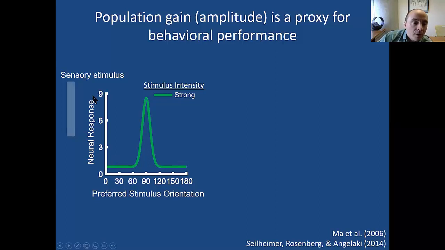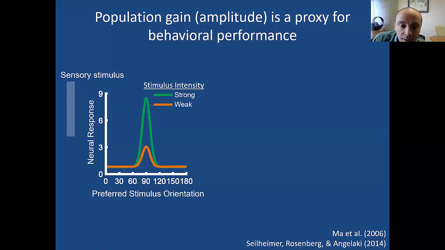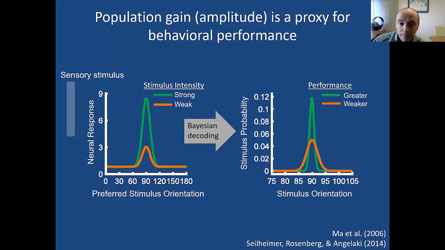And we can also present a weaker stimulus. So we just turn down the contrast. So now that bar is not bright, but kind of faded out. And what you would expect is a peak at the same spot, but of a weaker amplitude. And then through a relatively straightforward application of Bayes' theorem, you can reinterpret that population response from the neurons as a probability density function. So now the possible stimulus orientations that might be out there in the world are plotted against the stimulus probability.